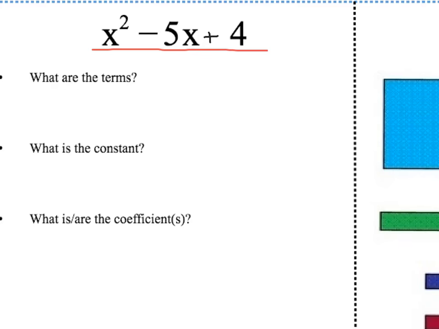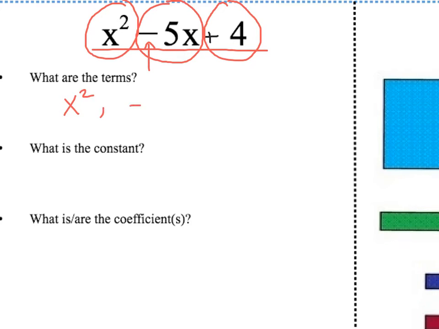Now remember, the terms are separated either by plus signs or minus signs. So the terms here are, this is the first term, x to the second. Here's another term, negative 5x. Notice I said negative because I take the sign in front. Make sure you bring the sign with it. So negative 5x is another term. And the last term would be 4, or positive 4. So the terms are x to the second, negative 5x, and the last term would be 4. There are 3 terms in this algebraic expression.